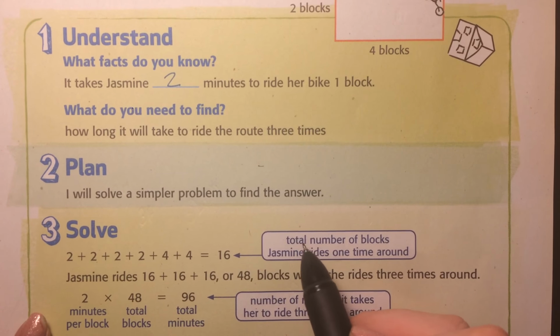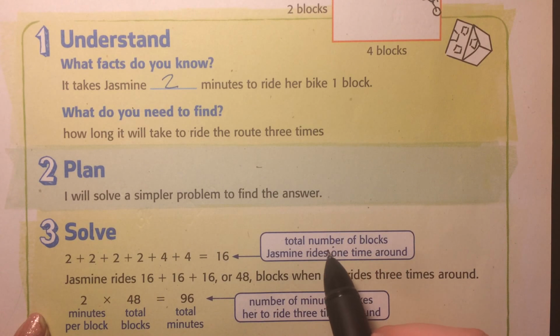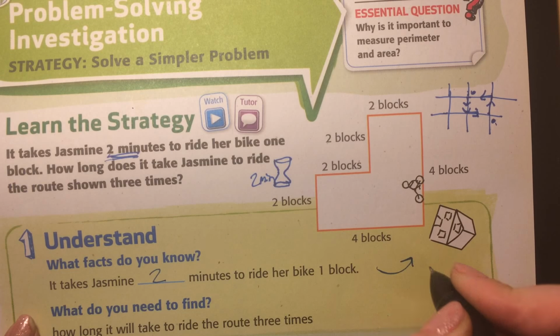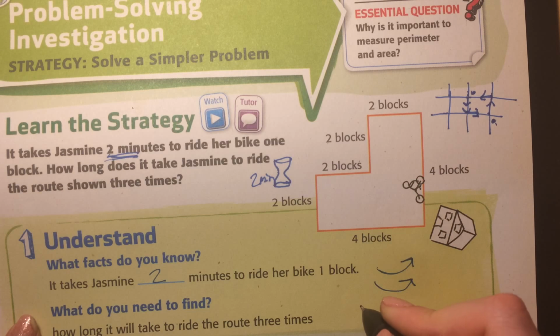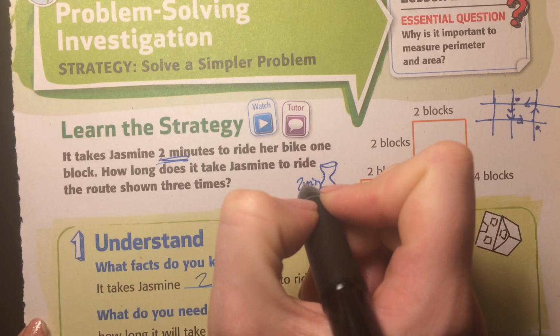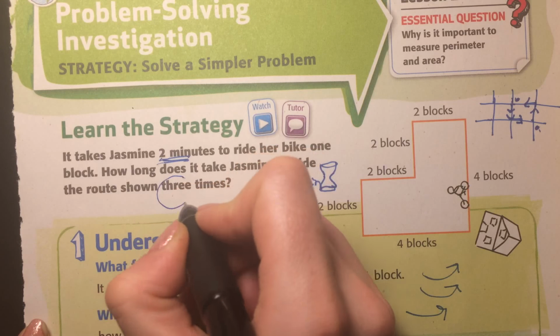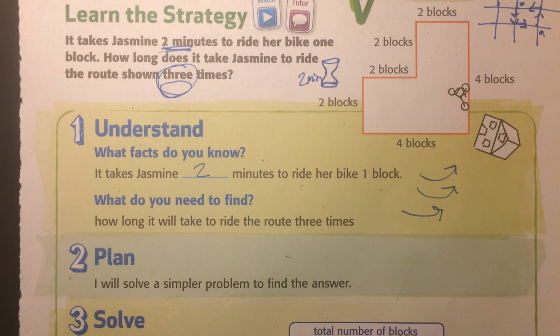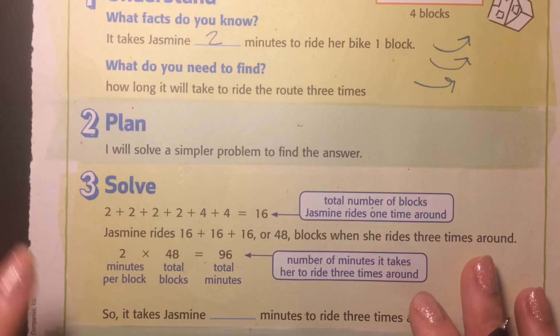Well, they're going to solve the total number of blocks she rides 1 time around. Because remember, she's going around 1, 2, 3 times around. So we just need to find 1 time around first.